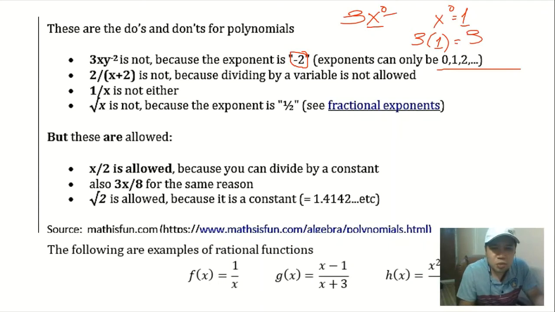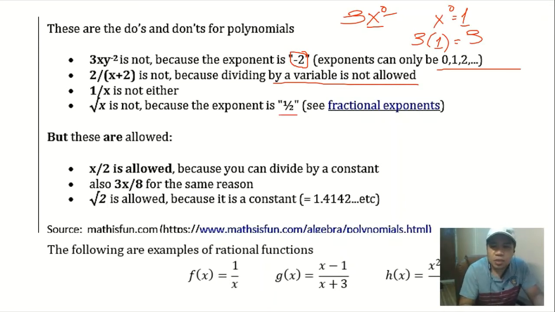Another is 2 over x plus 2. Bawal daw, kasi dividing by a variable is not allowed. 1 over x is not either. Square root of x is not because the exponent is 1/2.